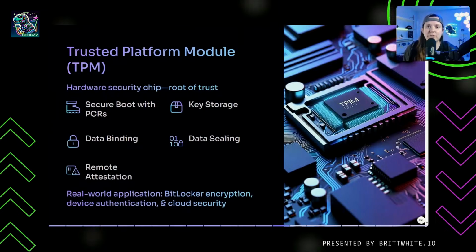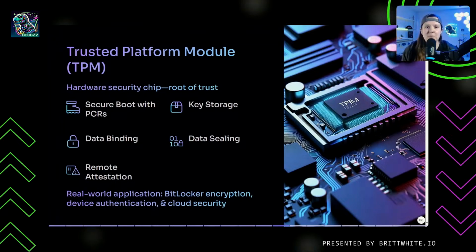First, there's secure boot. Think of this like a DNA test for your system. Before anything starts up, the TPM verifies that nothing has been tampered with. It uses special registers called Platform Configuration Registers, or PCRs, to keep track of your system's state. Next is key storage. The TPM provides a fortress for your encryption keys. Even if an attacker gets physical access to your device, they can't extract these keys from the TPM.